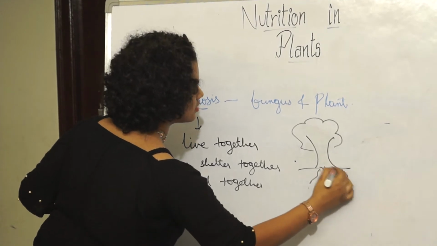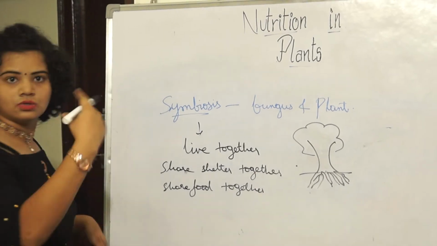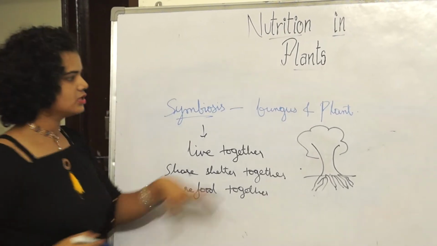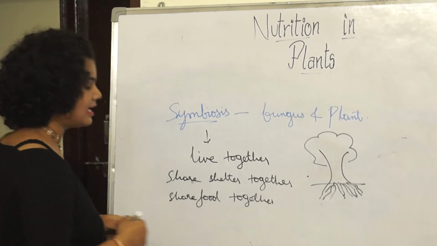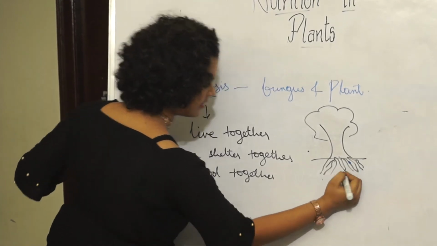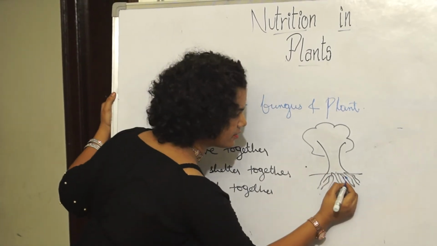So these are the roots of this tree. Inside the roots, you have the fungus. So this plant gives shelter to this fungus. Let's say here the fungus is. And this plant which is there, it gives shelter to the fungus.